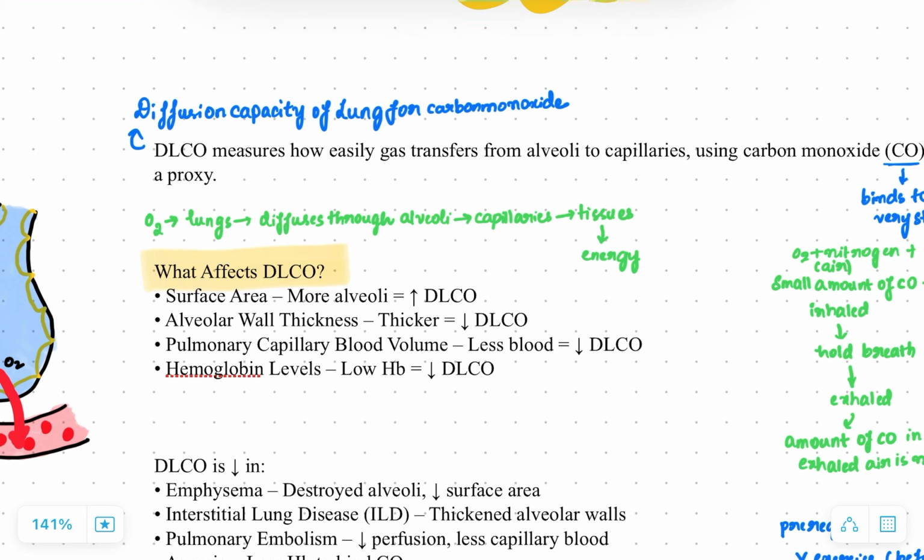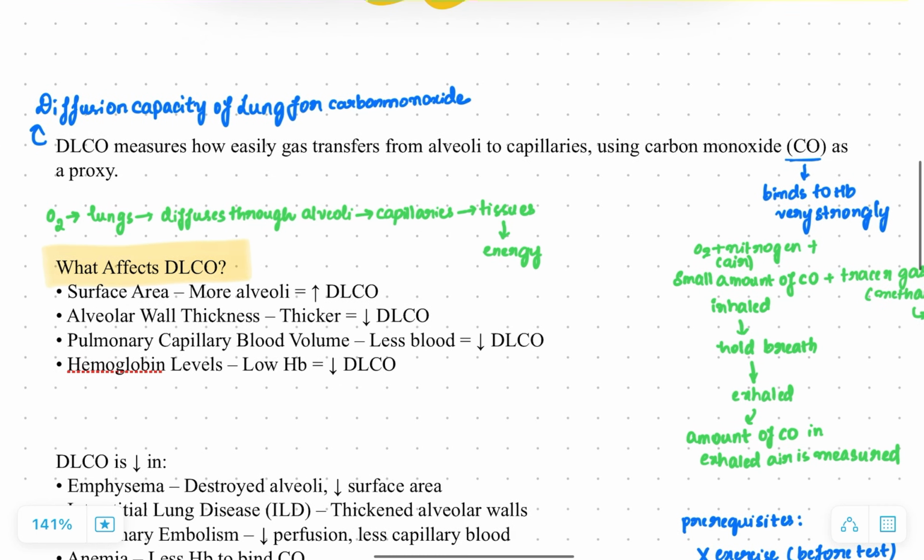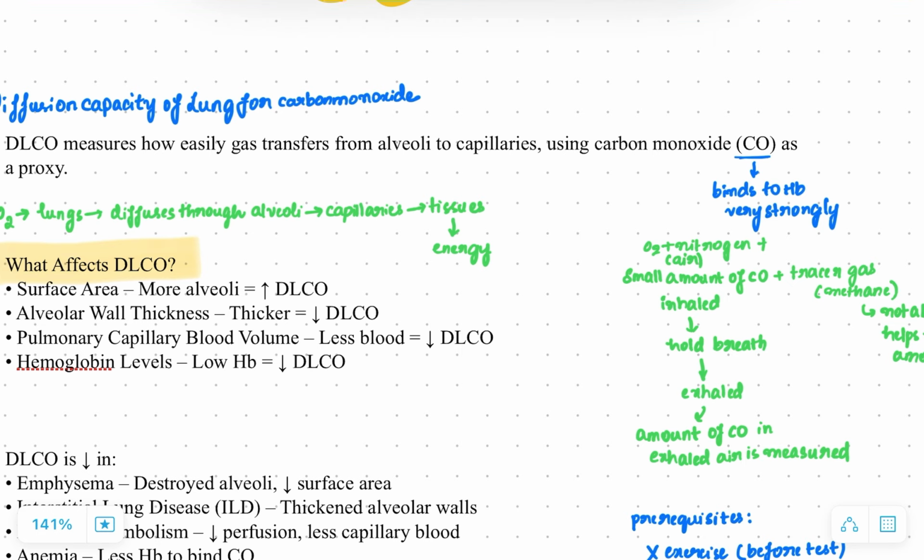Whenever we inspire oxygen, it enters the lungs and diffuses through the alveoli to the capillaries, and it reaches the tissues through the capillaries, and it is used for production of energy. So this diffusion plays an important role. Through the diffusion capacity of lung for carbon monoxide, we are measuring how easily the gas transfers from alveoli to capillaries, using carbon monoxide gas as a proxy. Why carbon monoxide? Because it binds very strongly to hemoglobin.